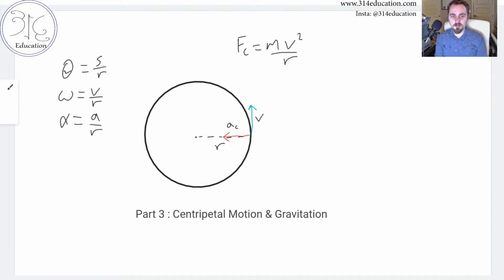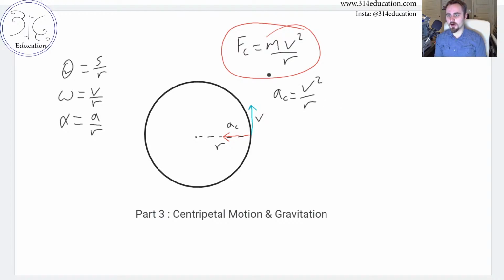So that being said, the relation we're looking for in centripetal motion is this guy. Our centripetal force is going to equal mv squared over r. If you only can remember one thing from today, it's probably going to be this guy. This comes from using our centripetal acceleration as v squared over r, and then this is just m times a.